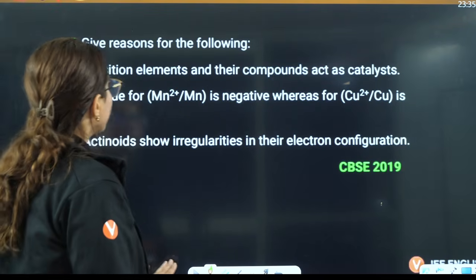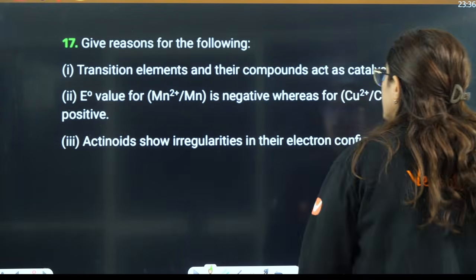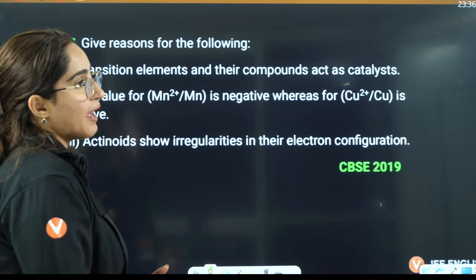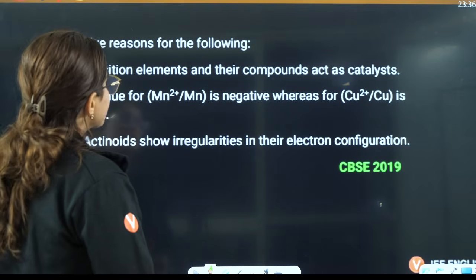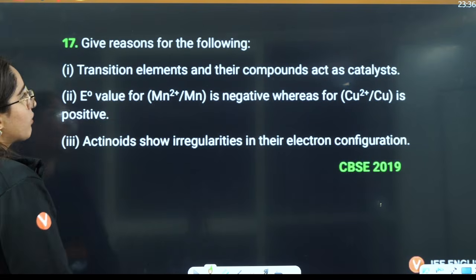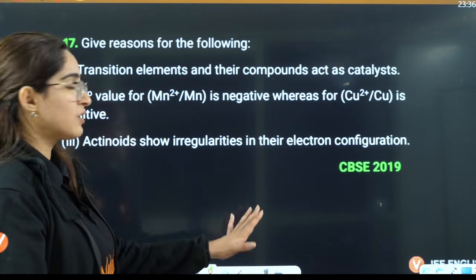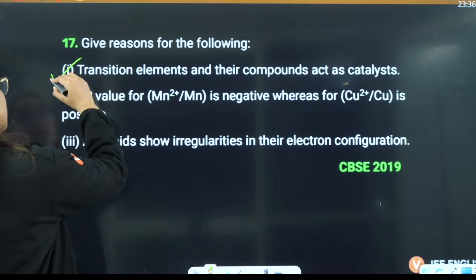Let's see the next one. Give reasons for the following. Transition elements and their compounds act as catalyst, right? How many times they have to repeat this question, guys? Okay, that is done.